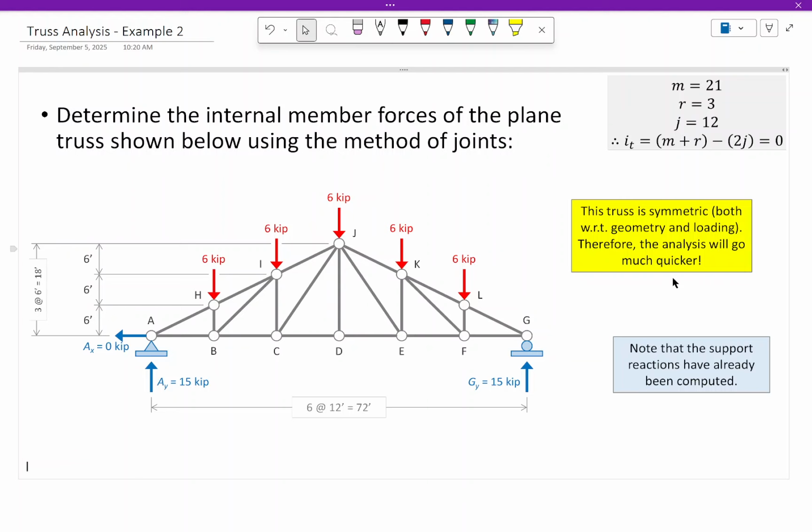B. Everybody good with that? Okay, so that'll give us that member. Now what? I. Okay. Now what? Maybe C.